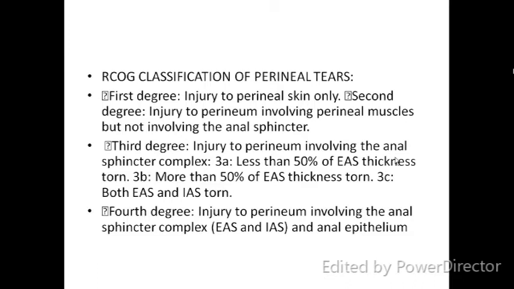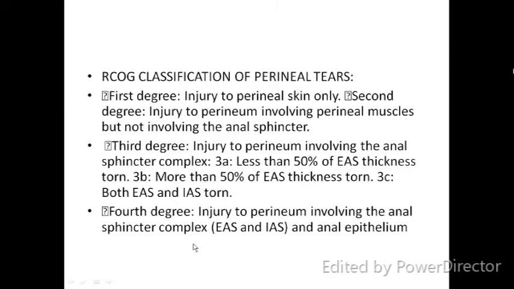It is of 3 types. 3A is less than 50% of the external anal sphincter thickness torn. 3B is more than 50% of the external sphincter thickness torn, and 3C is both external and internal sphincter torn. See, in third degree it is only torn, not completely torn. Internal anal sphincter is torn but not completely torn. That is very important. Okay.